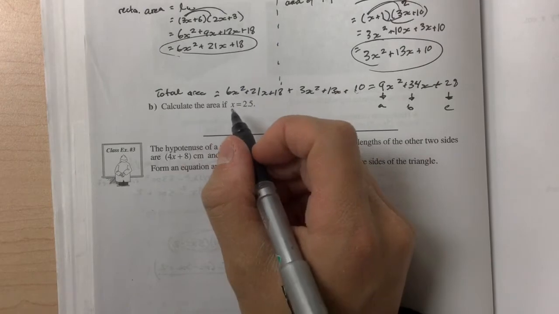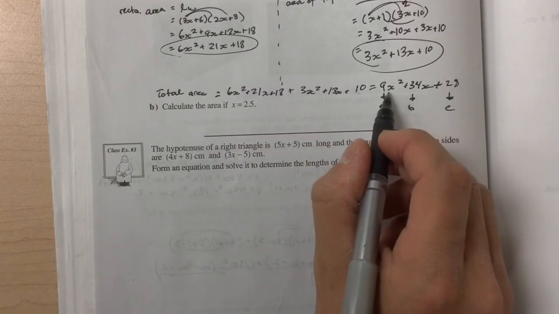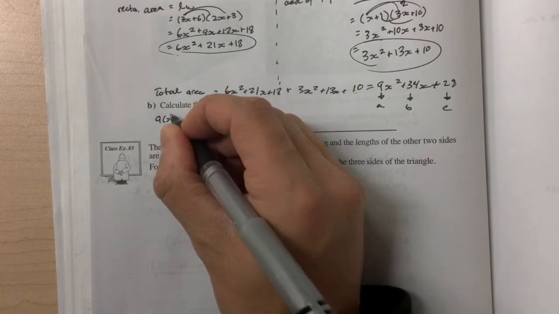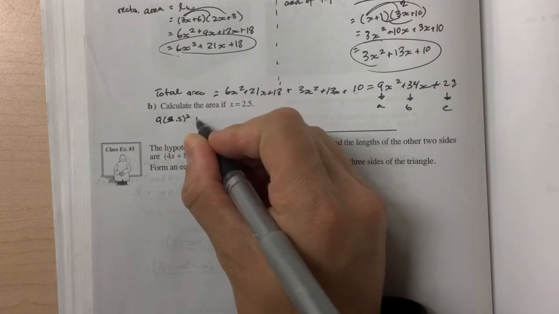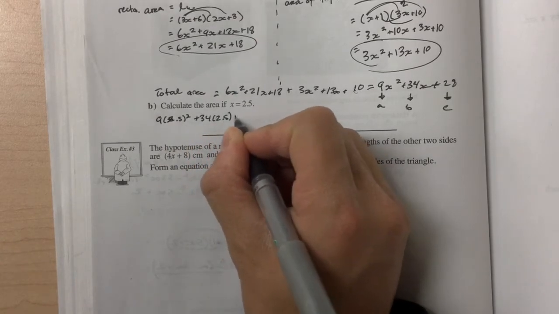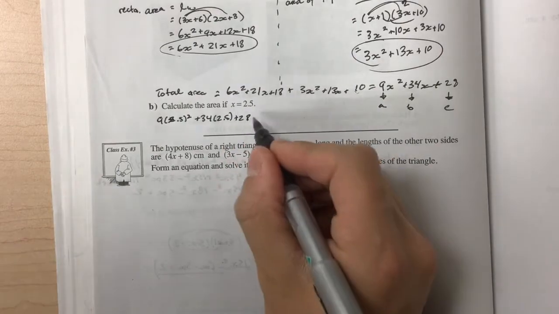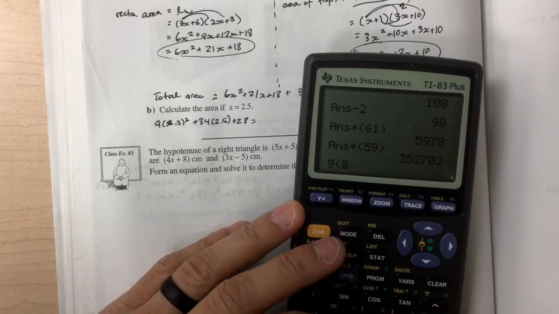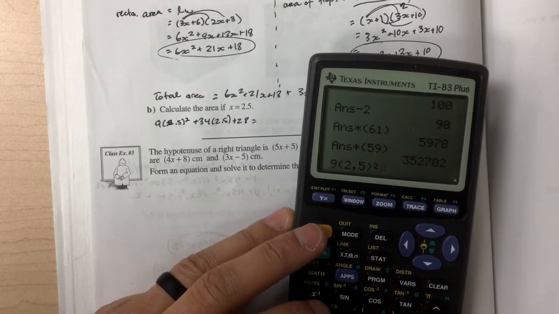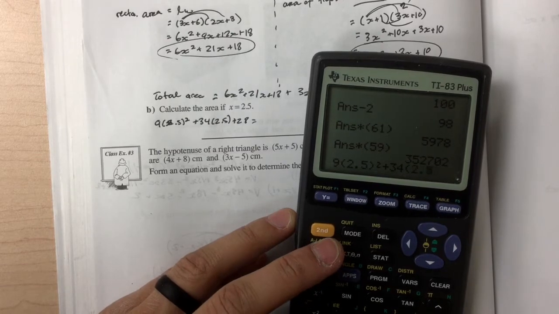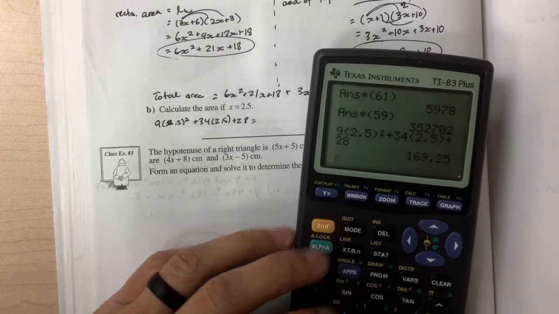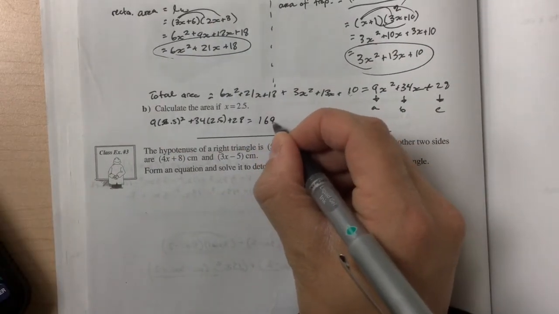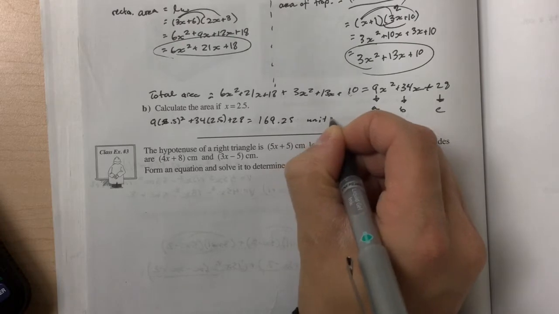For part B, all we need to do is substitute our value of x with 2.5. So this would be 9 times 2.5 squared plus 34 times 2.5 plus 28. So in our calculators, we have 9 times 2.5 squared plus 34 times 2.5 plus 28. And we get 169.25 units.